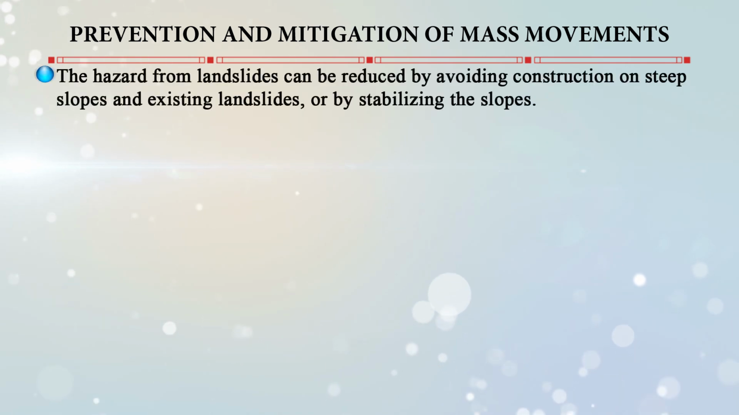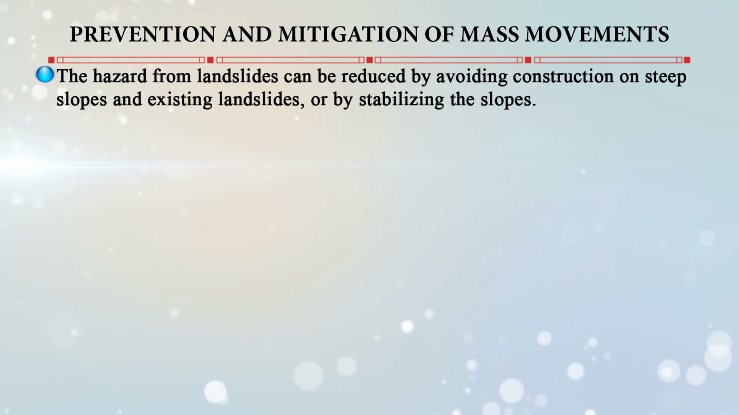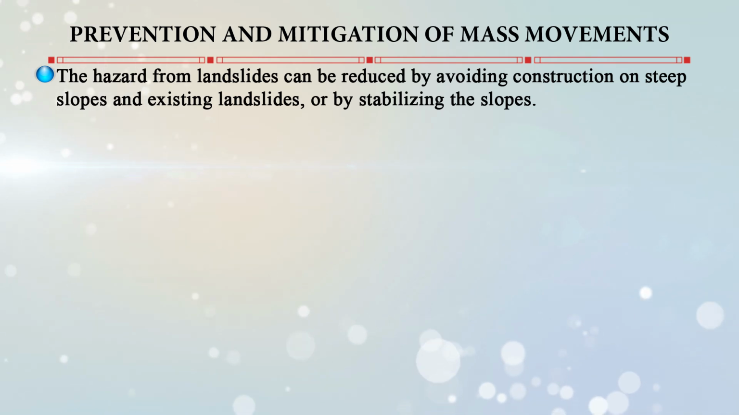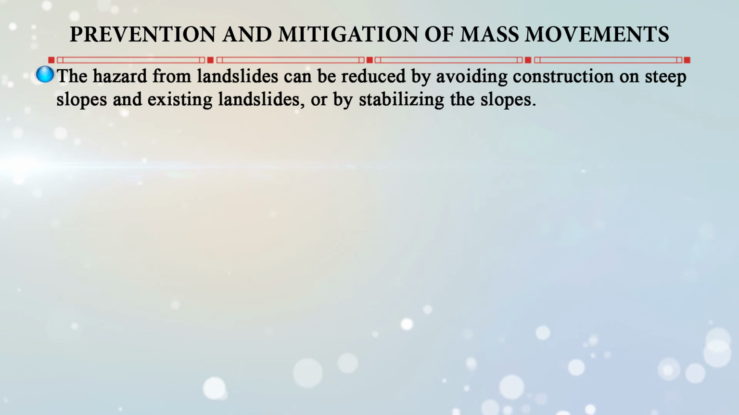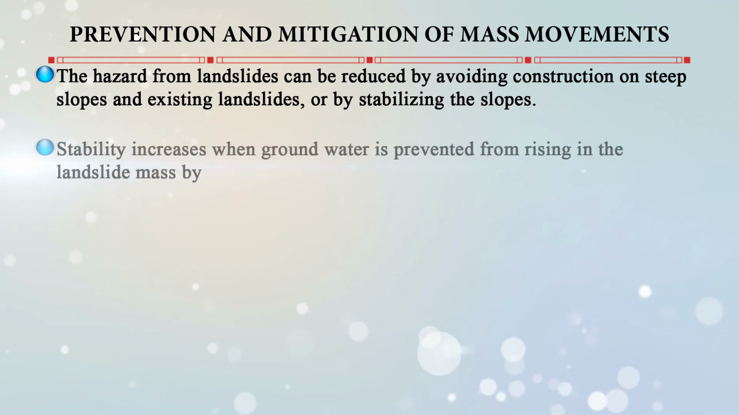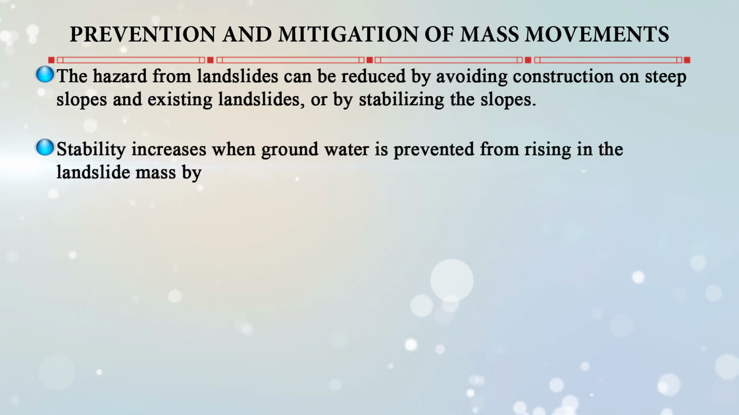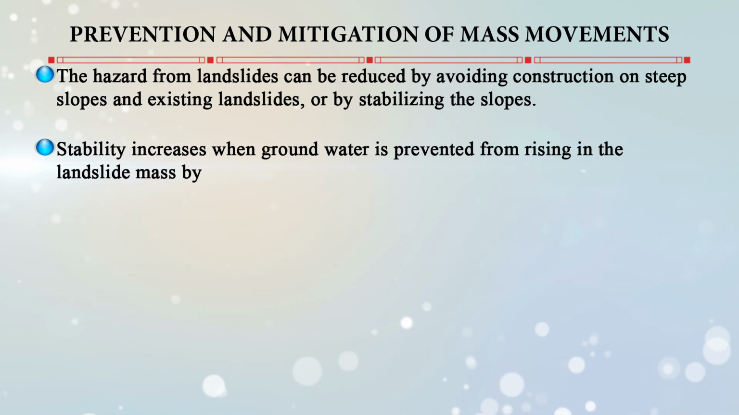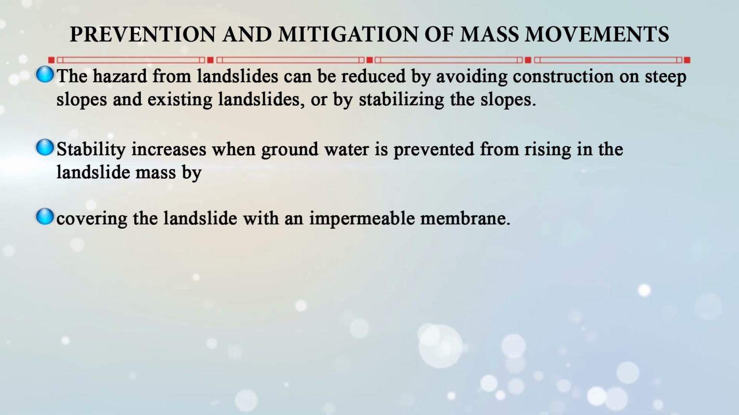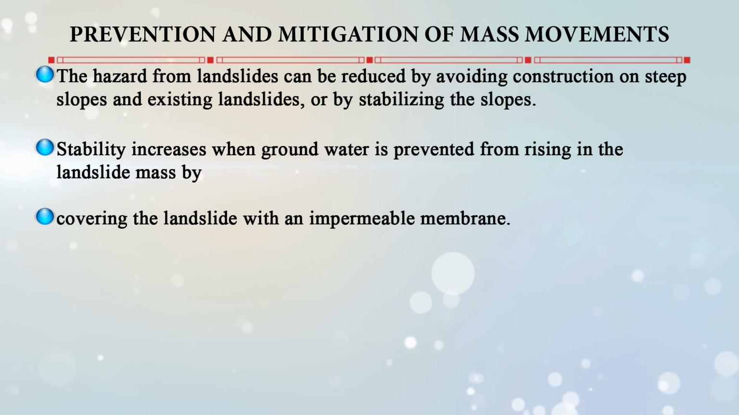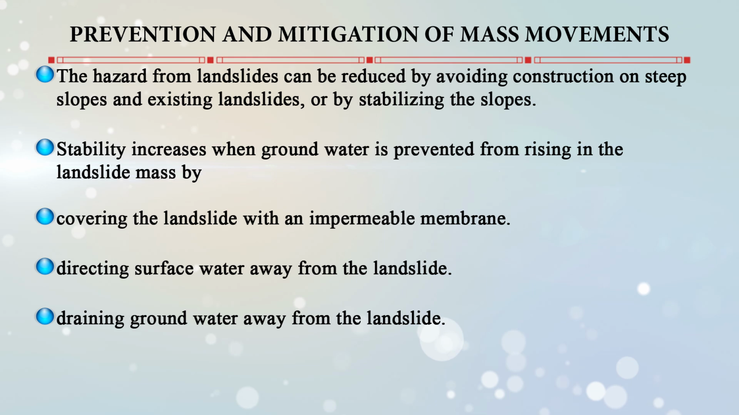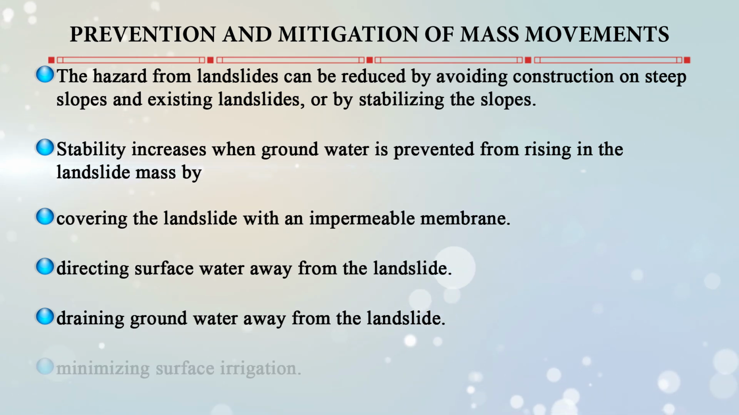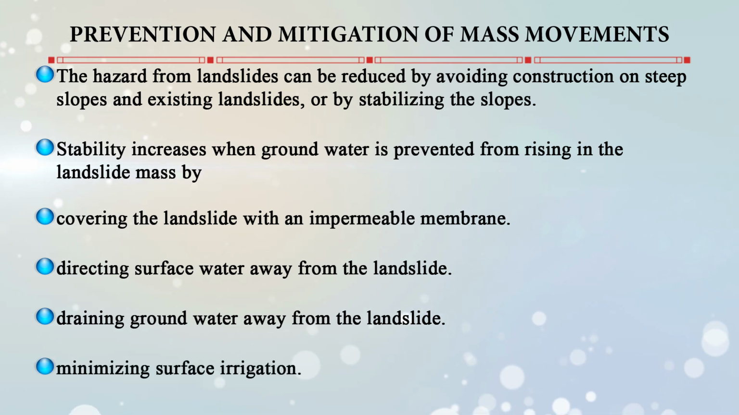Now, the hazard from the slides can be reduced by avoiding construction on steep slopes and existing landslides, or we can stabilize the slopes. Stability increases when groundwater is prevented from rising in the landslide mass by covering the landslide with an impermeable membrane, directing the surface water away from the landslide, draining the groundwater away from the landslide, or minimizing surface irrigation.